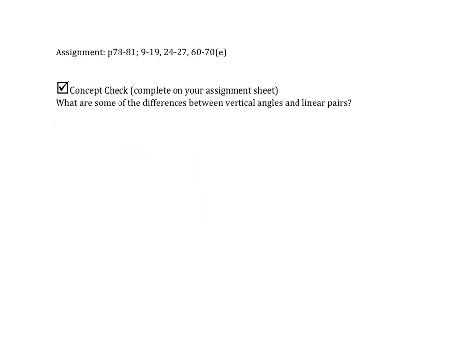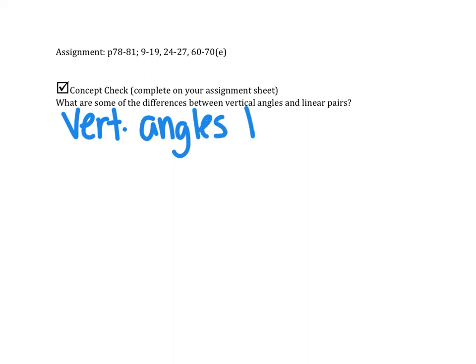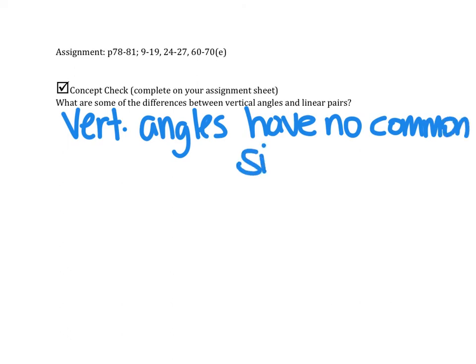So doing our concept check, what are some of the differences between vertical angles and linear pairs? I'm going to be a little more technical here. Vertical angles have no common side. Linear pairs do.